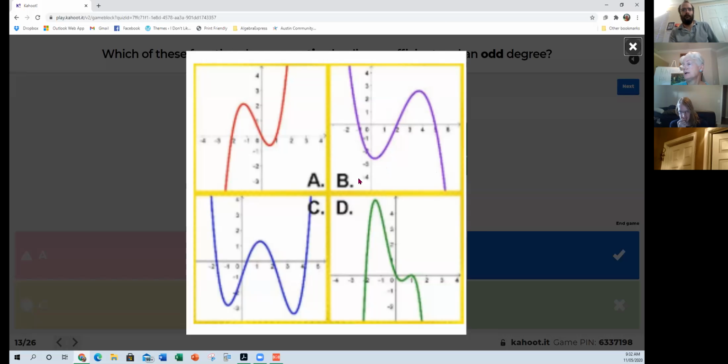So that's the answer. If you look at this one, there's 1, 2, 3 humps. If you add 1, it would be 4th degree.